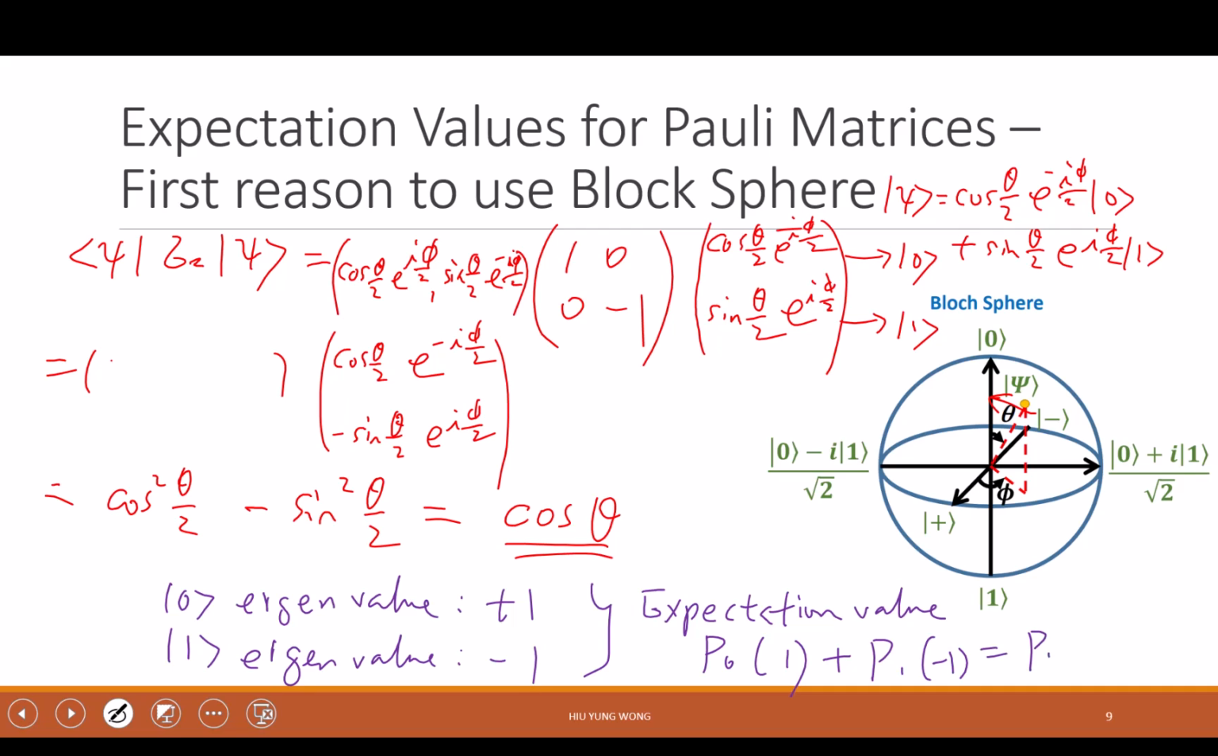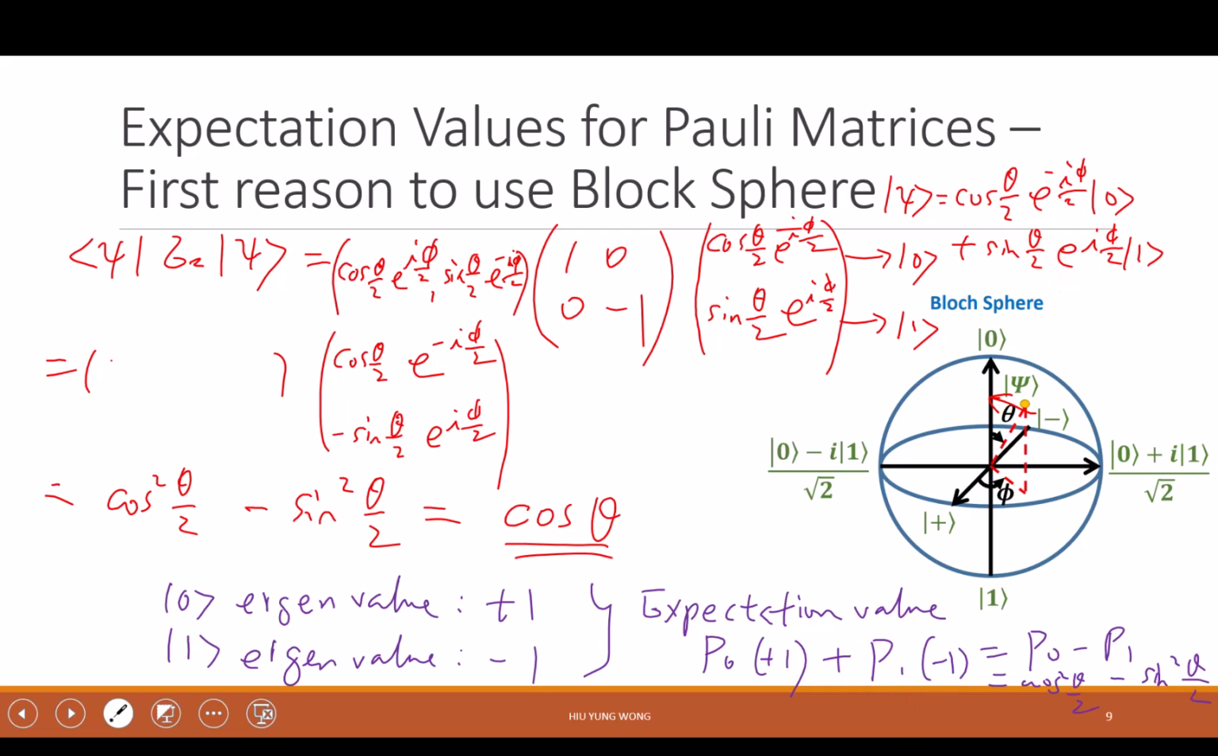Which is P0 minus P1. Correct? The expectation value is the probability times the eigenvalue, right? I may get 0 or I might get negative 1. And so the probability of getting the 0 state times its eigenvalue, which is plus 1, plus the probability of getting the 1 eigenstate, which has the eigenvalue minus 1, right? Is this right? So this is P0 minus P1. And you just told me that P0 is cosine square theta divided by 2, because this is the coefficient. And P1 is sine square theta divided by 2, because this is the coefficient. It's talking about the probability of getting 1. After all, the square of this term is P0. The square of this term is P1, right?